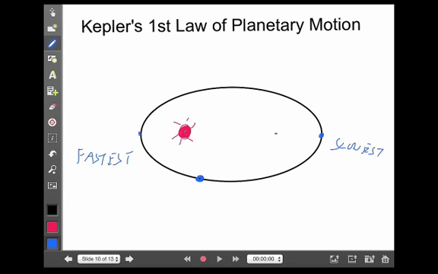Okay? Those locations actually have very specific names. Closest to the Sun is called perihelion. That's the point when you're located closest to the Sun. Furthest from the Sun is called aphelion. That's when you're farthest from the Sun. Contrary to popular belief, when we hit perihelion, that is somewhere around January.